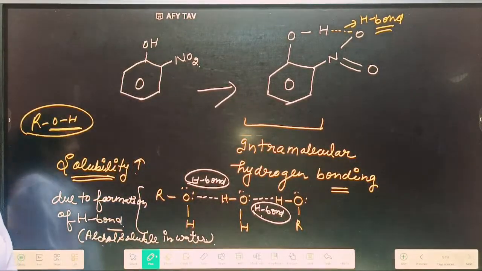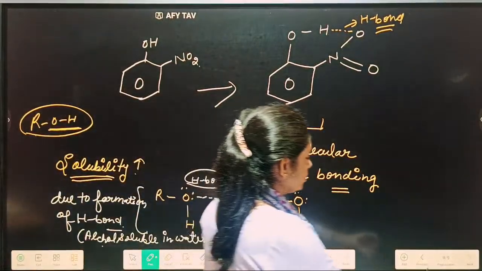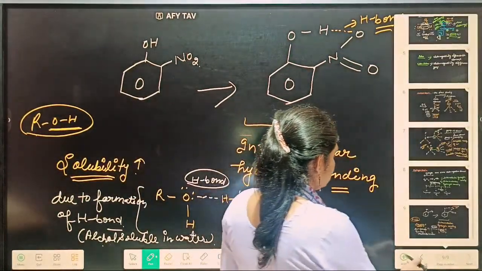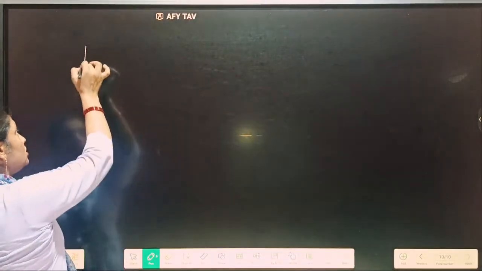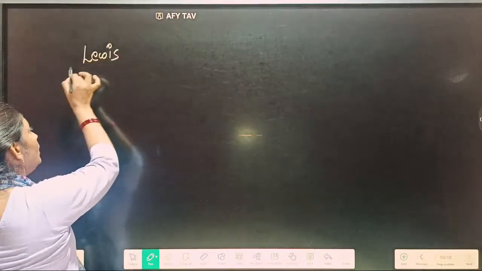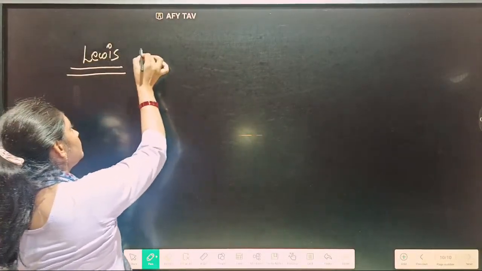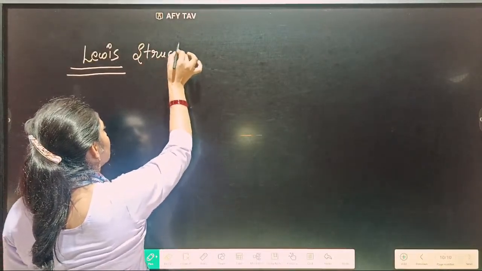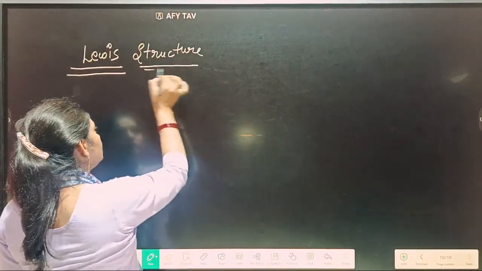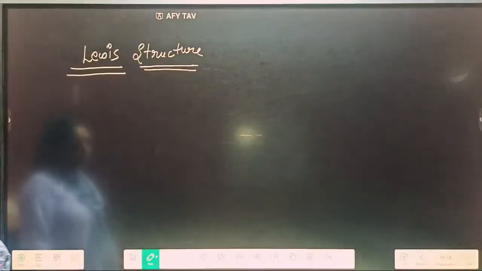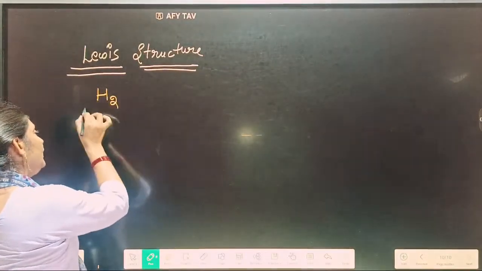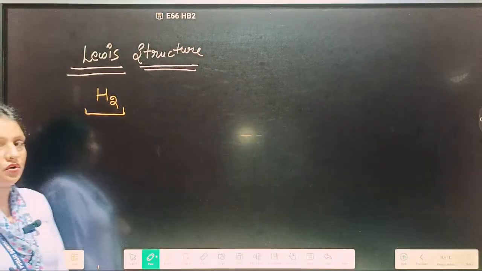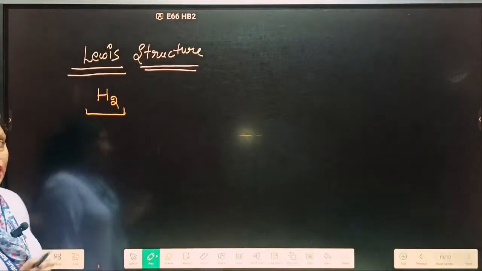Okay, students. So these are some common types of bonds. Now, students, we will discuss the Lewis structures, the electron dot structure. How can we draw them? Students, if I talk about Lewis structures, like if I have H2 and I say make the Lewis structure for that, you can prepare the Lewis dot structure. How can you make it, students?